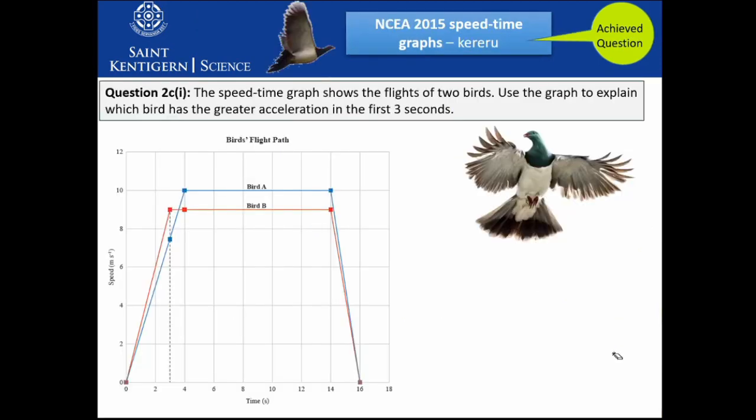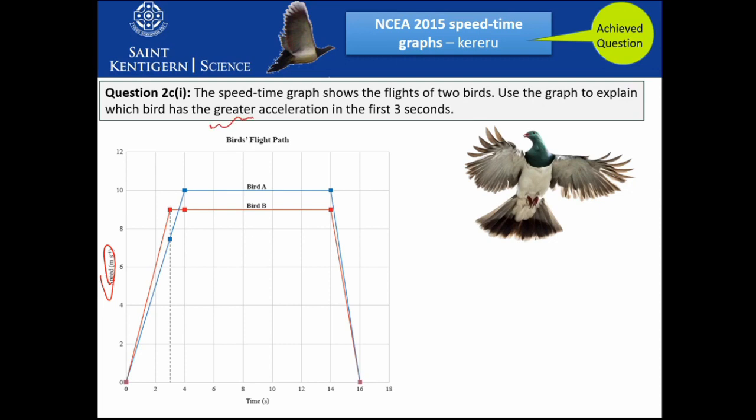Alrighty, here we have the kereru. Let's have a korero about the kereru. Korero means talk, kereru is the wood pigeon. So, the speed time graph. So again, we have speed time graph, the flight of two birds. Use the graph to explain which bird has the greater acceleration in the first 3 seconds.